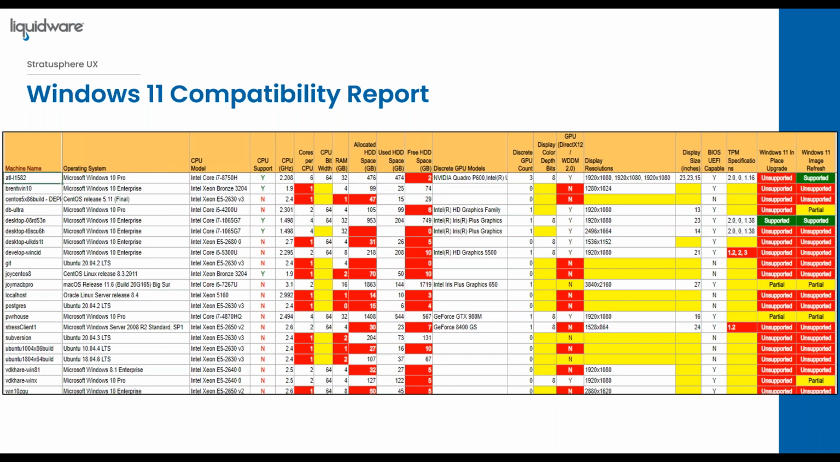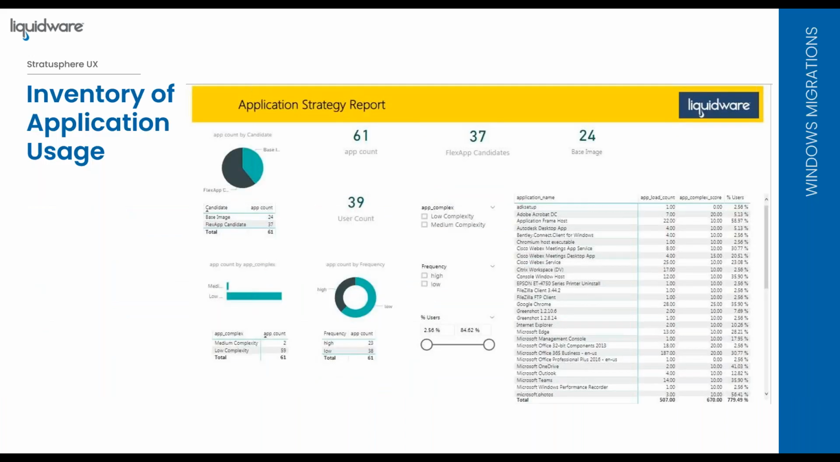So this is a very quick assessment that you can do with Stratosphere. If you're already a customer, you can run these reports and know at a moment's notice what's compatible and what's not. So you start to come up with a plan for moving over. Okay, when you're assessing applications out of Stratosphere, here's an application strategy report.